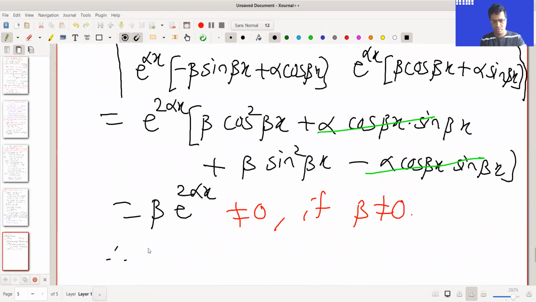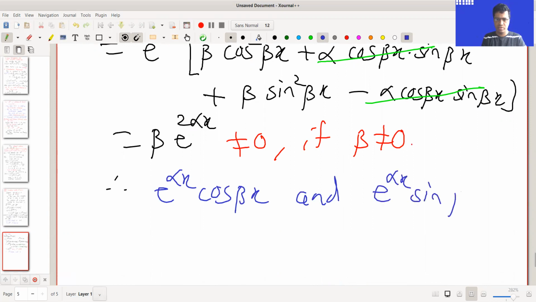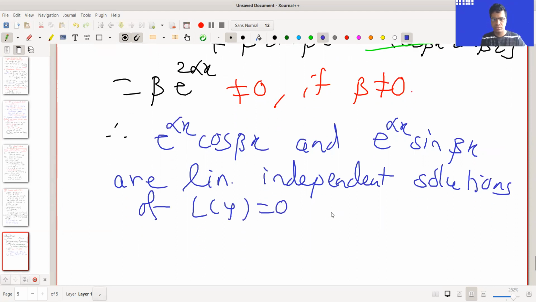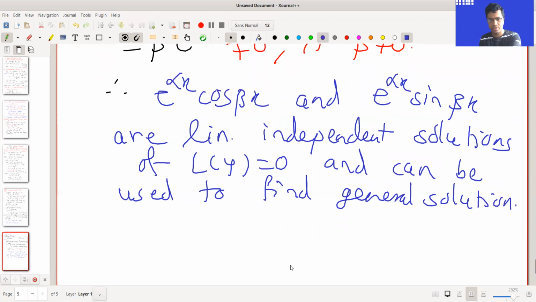Therefore, e raised to alpha x cos beta x and e raised to alpha x sin beta x are linearly independent solutions of L of y equal to 0 and can be used to find general solution.